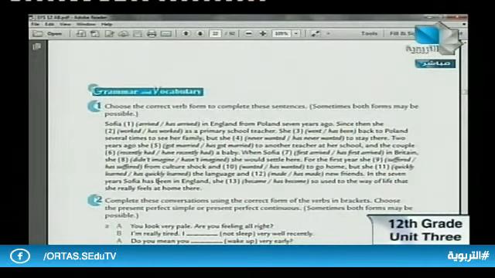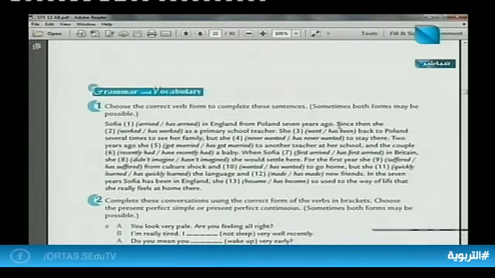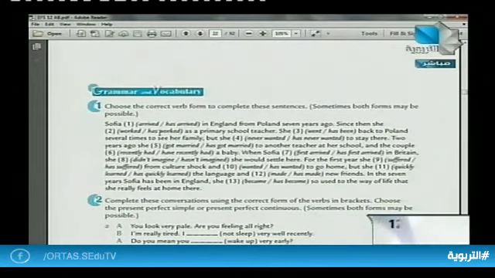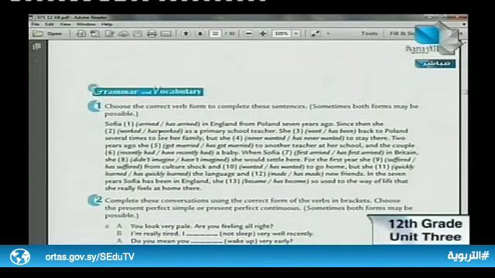You can start. Okay, so: Sophia arrived in England from Poland 7 years ago. We have "ago" here, so we are talking about the past simple, a specific time. Arrived. Good. Since then, she worked or has worked as a primary school teacher. Since then until the moment, so here we have to use the present perfect.